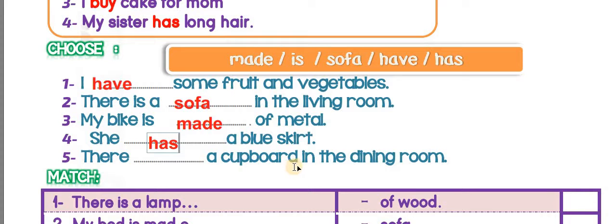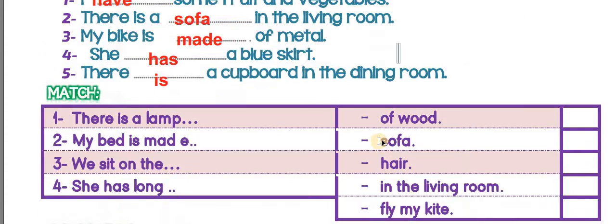There is ولا there are a cupboard in the dining room. طبعا there is يوجد للمفرد. There is a cupboard يوجد ايه cupboard دولاب in the dining room في أوضة السفرة dining room.